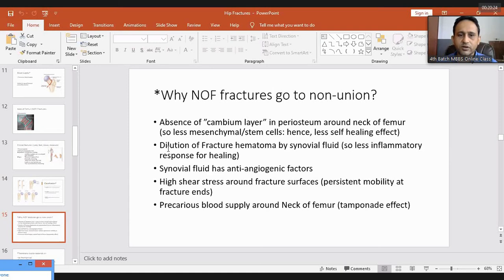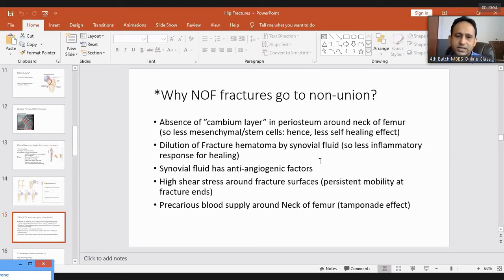There's no healing effort. Also, because it's an intracapsular fracture, the capsule has synovial fluid. So the fracture hematoma which collects there is diluted by the synovial fluid. As it is diluted, there is less inflammatory response for healing. Also, the synovial fluid has some kind of anti-angiogenic factor. When there is no angiogenesis, there is less inflammation and less chance of healing.